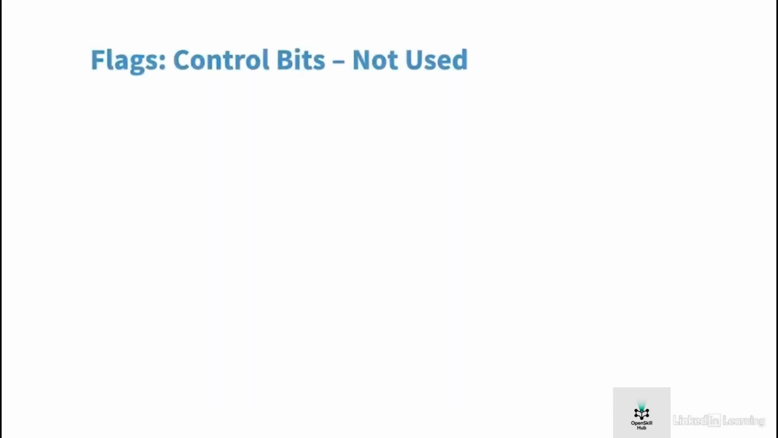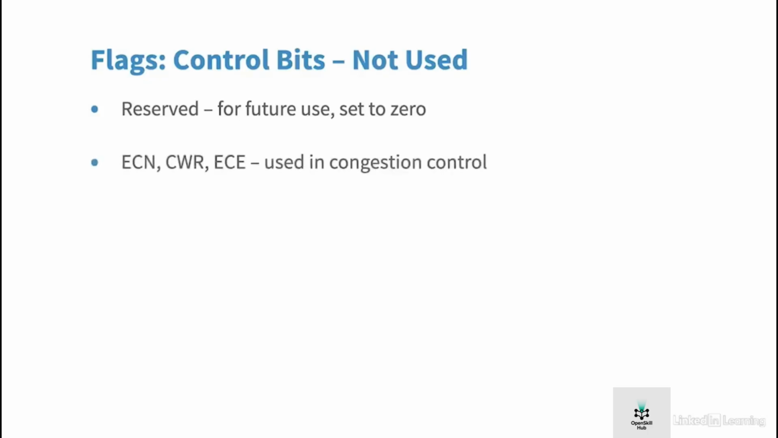Now, the first group of flags are not used during scanning, and those include reserved. Now, this is for future use and should be set to 0. Explicit congestion notification, congestion window reduced, and ECN echo are used during congestion control. Urgent indicates that this packet should have priority, and this is rarely seen.